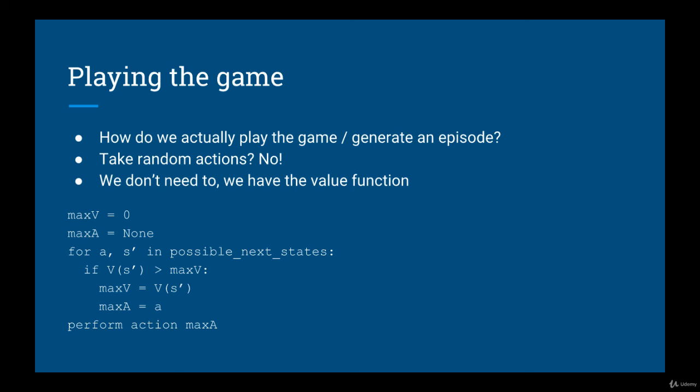We loop through all the possible actions that will take us to all the possible next states, and we look at the V of S prime. If V of S prime is greater than the maximum V we've seen so far, we save it and we save that action.